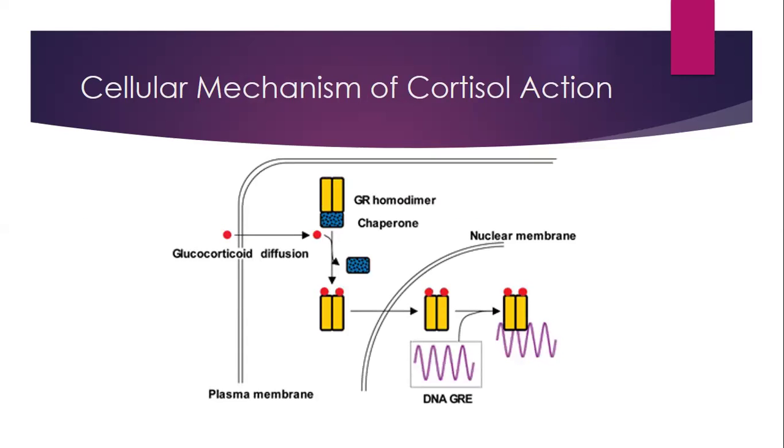So this summarizes what I'm talking about. We can see a glucocorticoid, i.e. cortisol, diffusing in and combining with the receptor. We have a chaperone basically for folding and unfolding of the protein. Then we take the hormone receptor complex to the nucleus, where it can either activate or repress gene transcription.